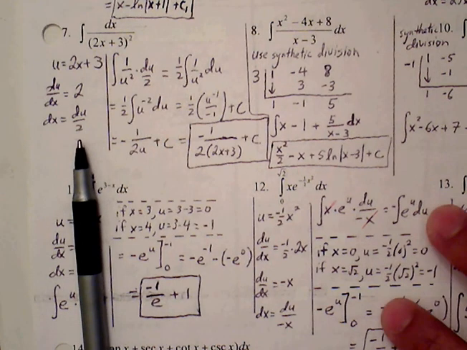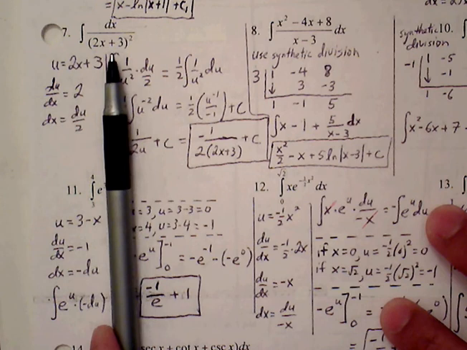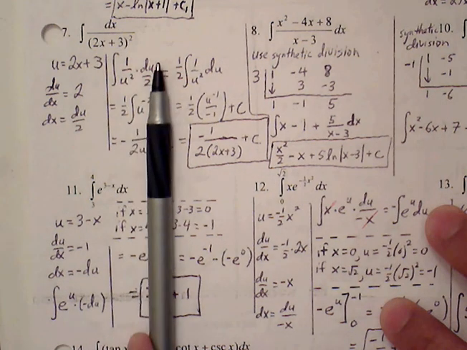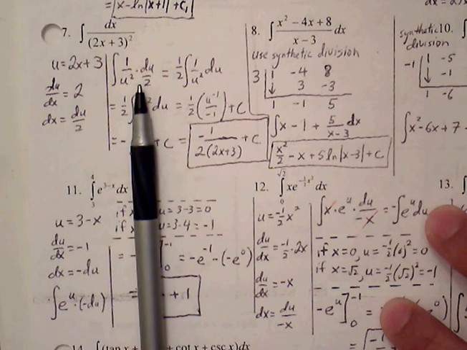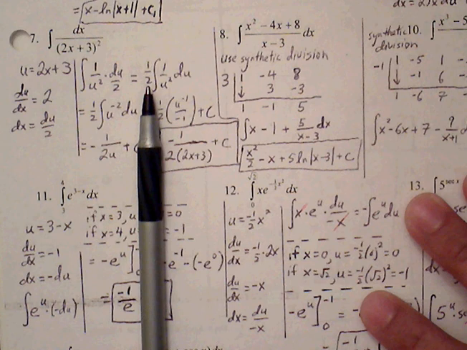We make our initial substitution. What's inside the parentheses gets replaced with u, so we have 1 over u squared. dx gets replaced with du over 2. So I can pull the 1/2 out, so now I have 1/2 times the indefinite integral of 1 over u squared du.